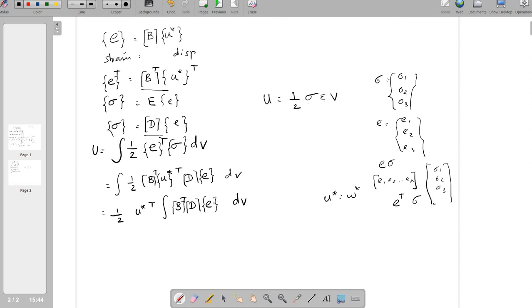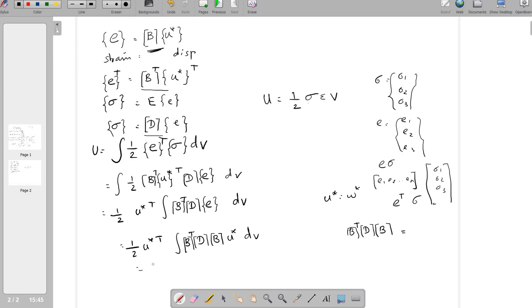Further, we can replace the component of E with this formula, that is B into U star. So it is half into U star transpose B transpose D. E is B into U star dV. So all the strain displacement relation matrices are coming together. So now B transpose dB is the scalar quantity.